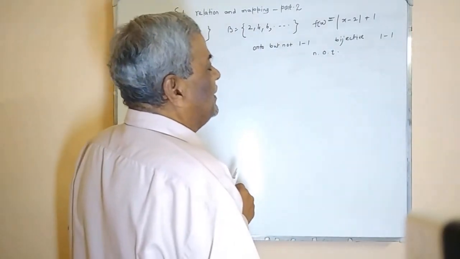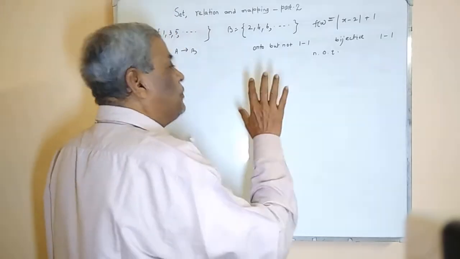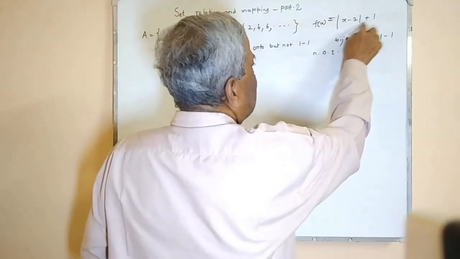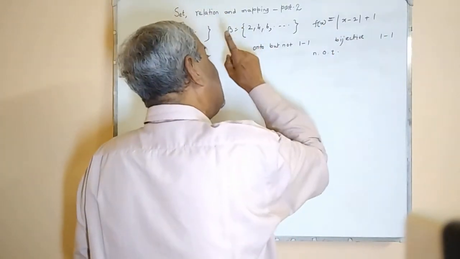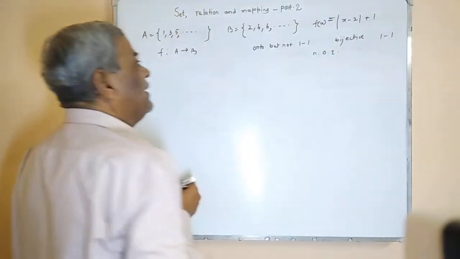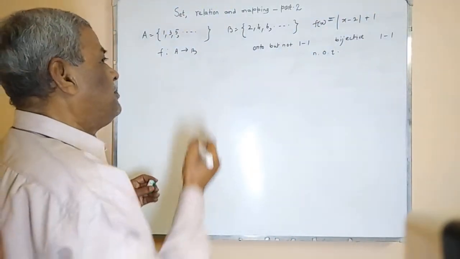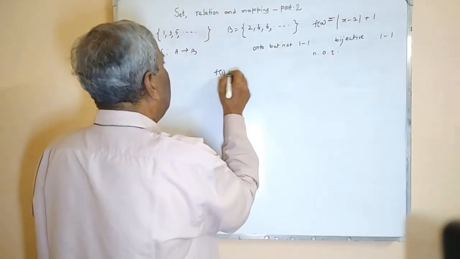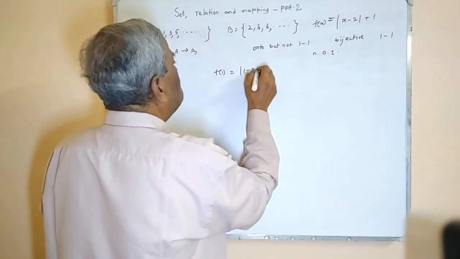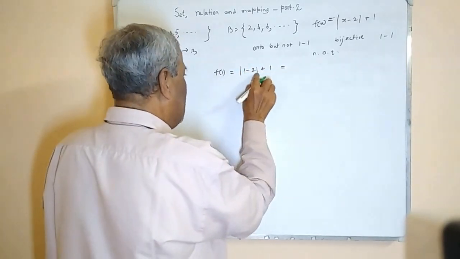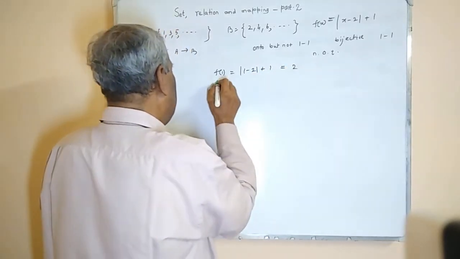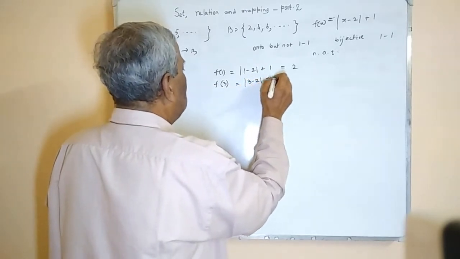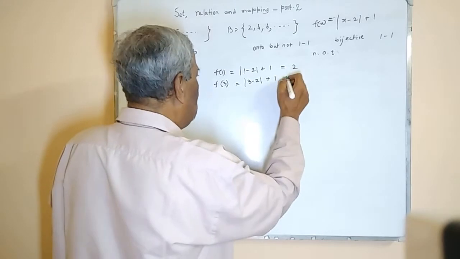About 1-1, if I can prove that for more than one value in A, f(x) gives exactly the same value in B, then it is not 1-1. In that case, if I take x equal to 1, that is f(1), it is mod of 1 minus 2, plus 1, minus 1 is plus 1, plus 1 gives 2. f(3) is equal to mod of 3 minus 2, plus 1. Once again it is 1 plus 1, 2.